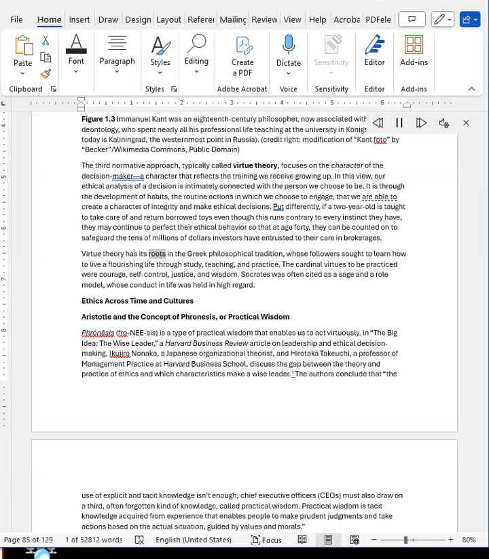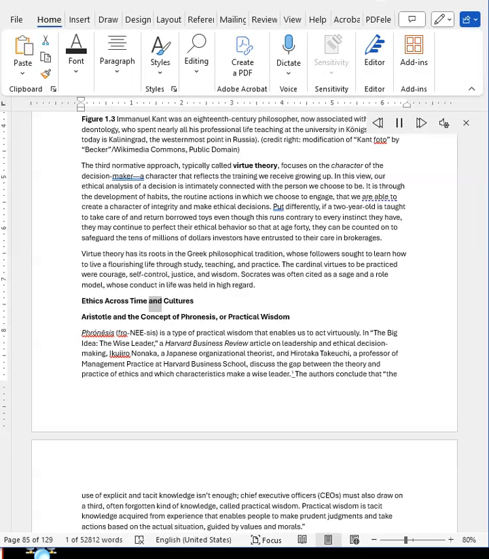Virtue theory has its roots in the Greek philosophical tradition, whose followers sought to learn how to live a flourishing life through study, teaching, and practice. The cardinal virtues to be practiced were courage, self-control, justice, and wisdom. Socrates was often cited as a sage and a role model whose conduct in life was held in high regard.